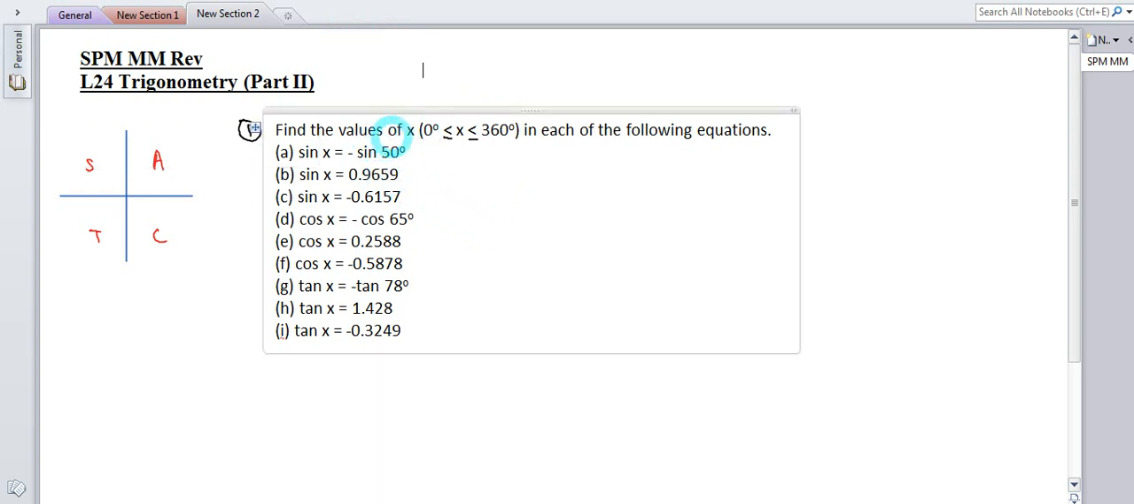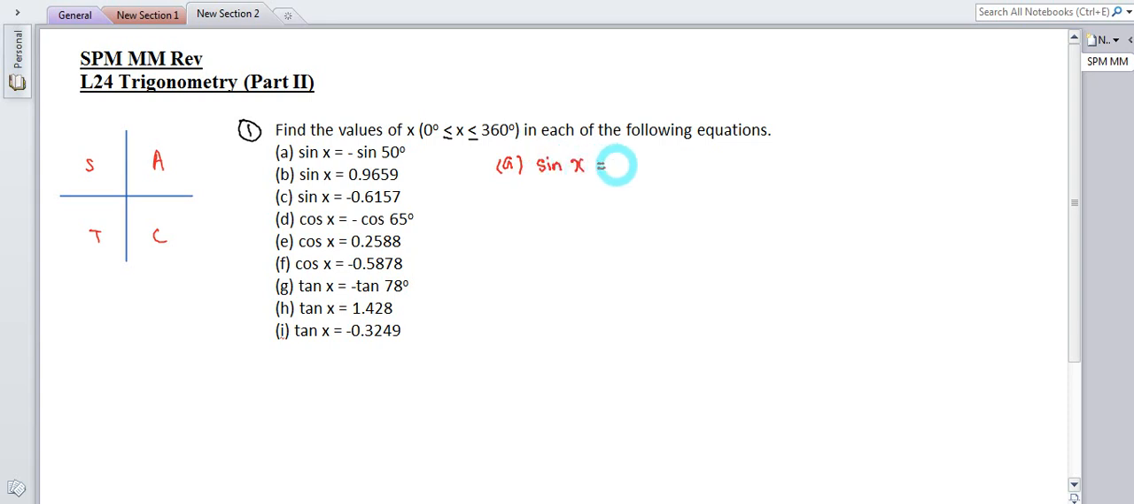Find the value of x, and given by the questions, the value of x is from 0 degree to 360 degree. In each reference equation, we need to find the value of x. Okay, let me go through one by one with you. This is actually very easy. Okay, look at A.